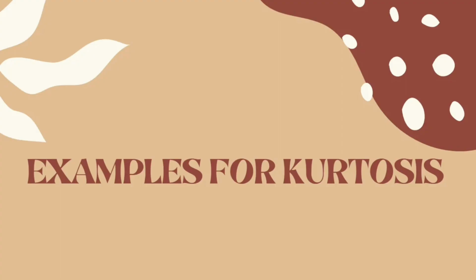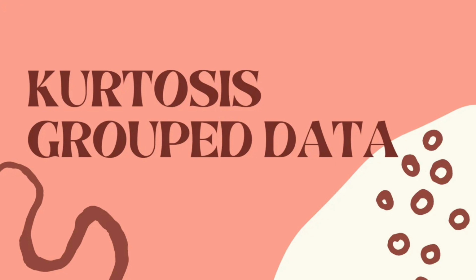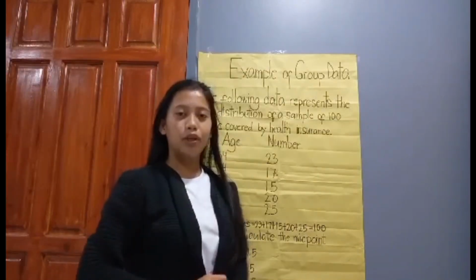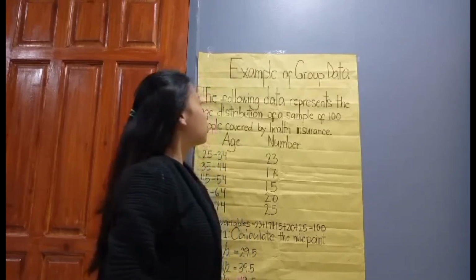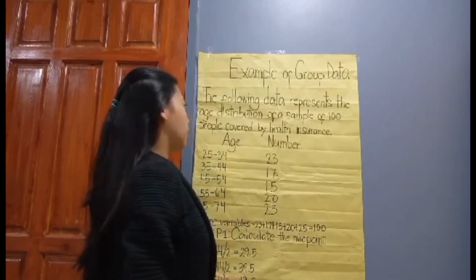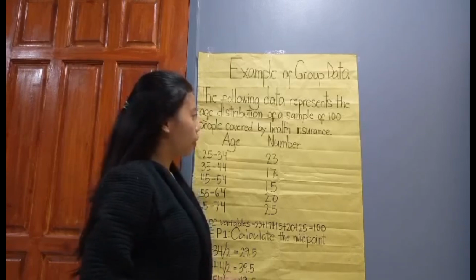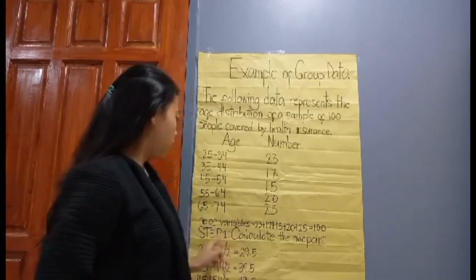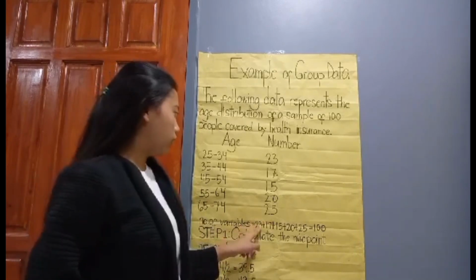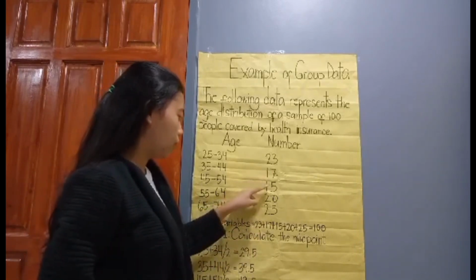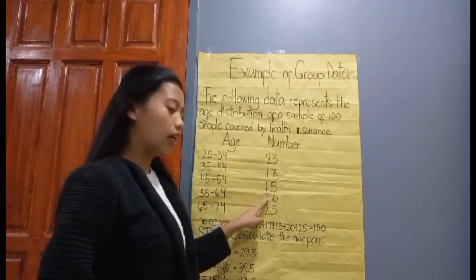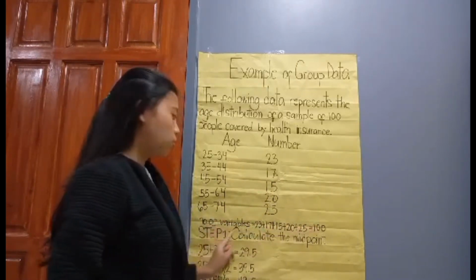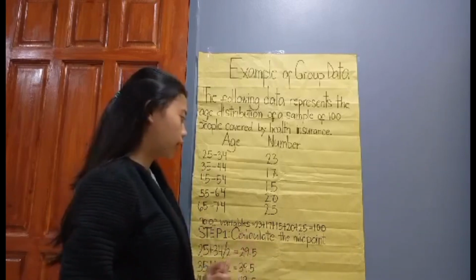Examples for kurtosis: kurtosis of grouped data. Here's an example of grouped data. The following data represents the age distribution of a sample of 100 people covered by health insurance. So the number of variables is 23 plus 17 plus 15 plus 20 plus 25, which is equal to 100. Step 1, how to get the midpoint.